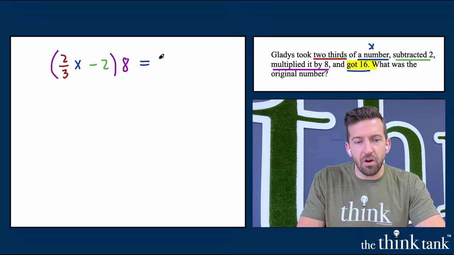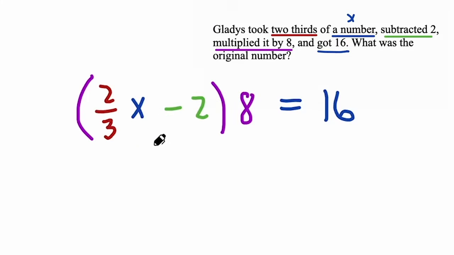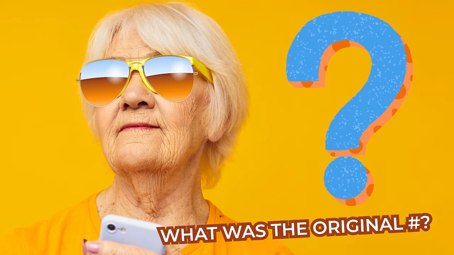So if I convert all of that word nonsense into algebra, this is what I've got. She takes a number. She takes 2/3 of that number. She subtracts 2. She multiplies it by 8, and that gives her 16. And our job is to figure out, hey, what was the original number that Gladys used to do that?